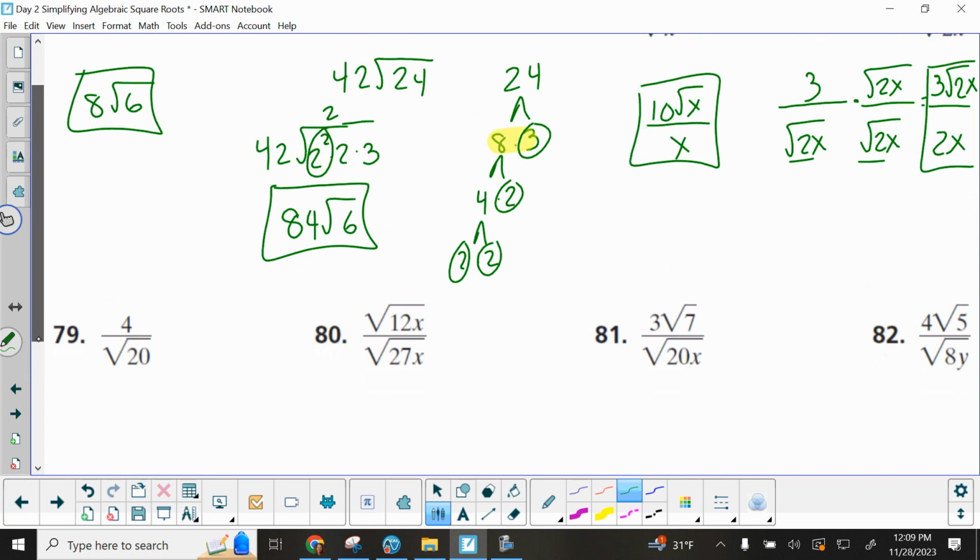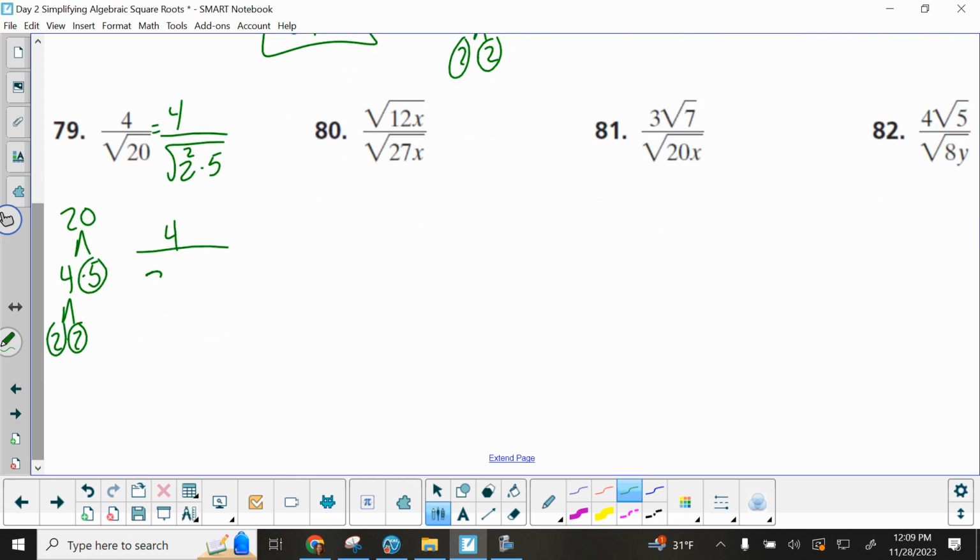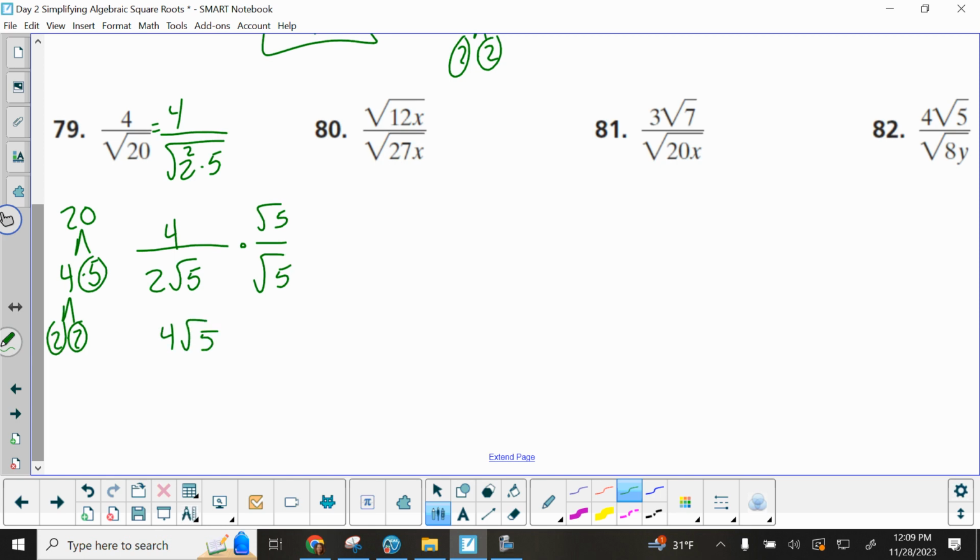Oops. 79. I can simplify radical 20 first. So I have 4 over radical 2 squared times 5. So that's going to be 4 over 2 radical 5. Now I'm going to multiply by radical 5 over radical 5. So that gives me 4 radical 5 over 2 times. And when I do radical 5 times radical 5, I get 5.